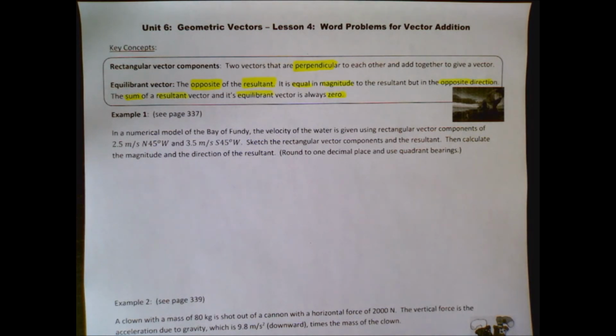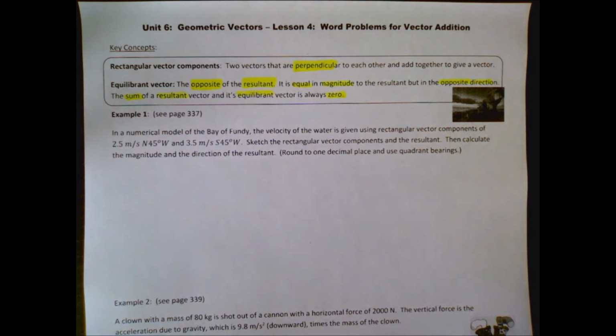In a numeric model of the Bay of Fundy, which you can see a beautiful picture over here, you can see a much better picture in color on the website, the velocity of the water is given using rectangular vector components of 2.5 meters per second north 45 degrees west and 3.5 meters per second south 45 degrees west. Sketch the rectangular vector components and the resultant. Then calculate the magnitude and the direction of the resultant.